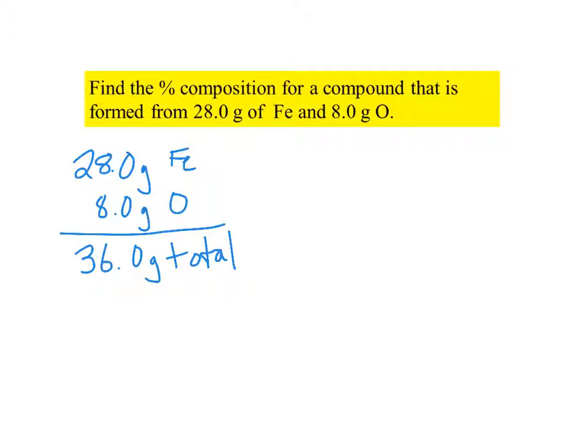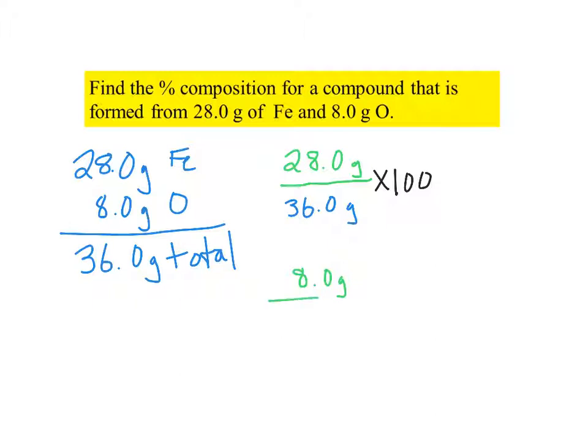So to find the percent composition, I'm going to have a percentage for each element that I am looking at. So let's use a different color for iron. So to find the percent composition of iron, I'm going to take the part that was iron, 28 grams, and I'm going to divide it by the total, which is going to be 36 grams. To get a percentage, I'm going to have to multiply by 100. To do the same thing for oxygen, I'm going to have 8 grams, and then I'm going to divide it by the total, 36.0 grams, and then I'm going to multiply by 100 in order to get a percentage.